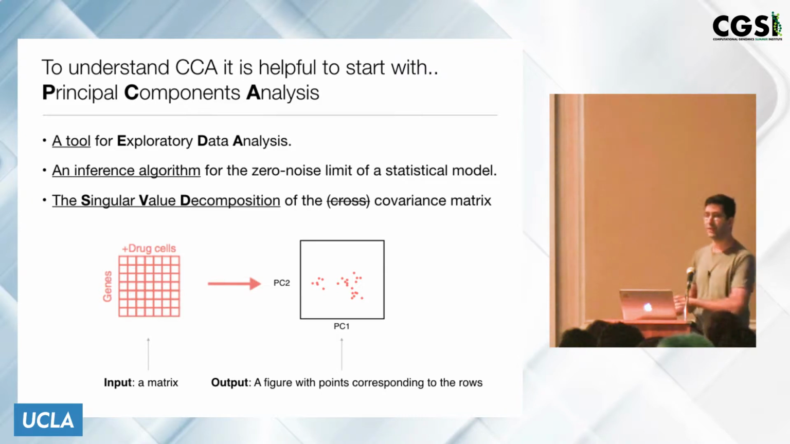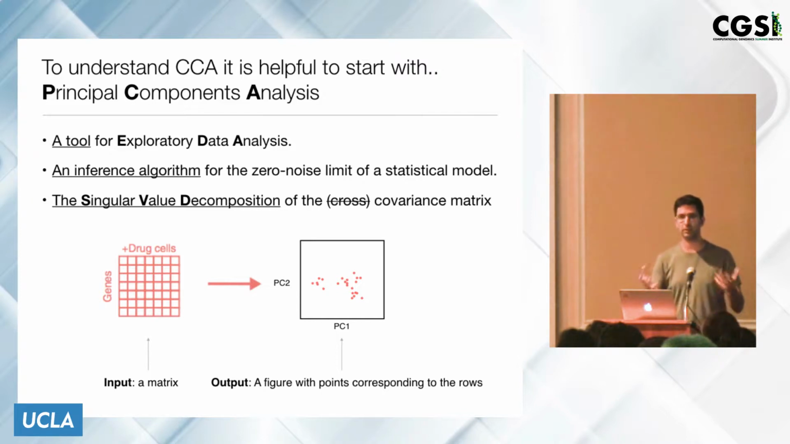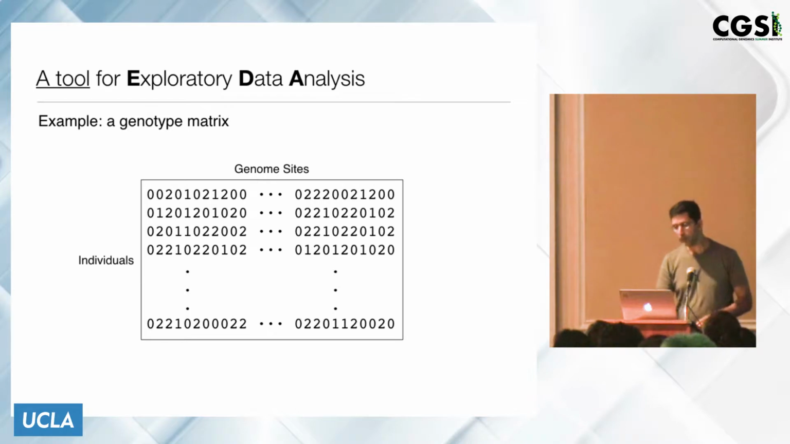I'll start by saying that in PCA, the input is a matrix, and the output is a picture like this with some dots. That's why it's useful to explore data, because you can put any matrix into it and you get a little picture out. And the picture is nice to look at. It's nicer to look at than a table of numbers. So let me talk about how it is really a tool.